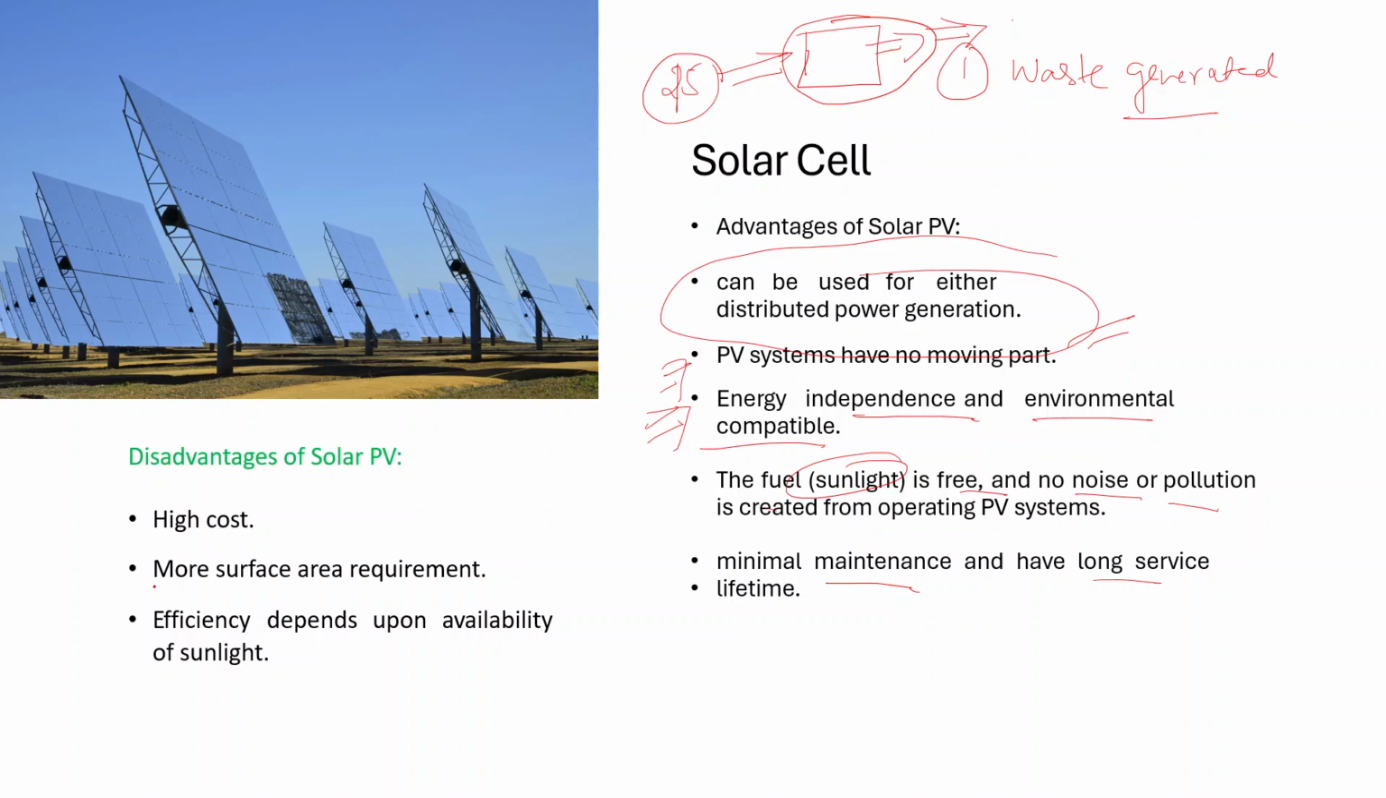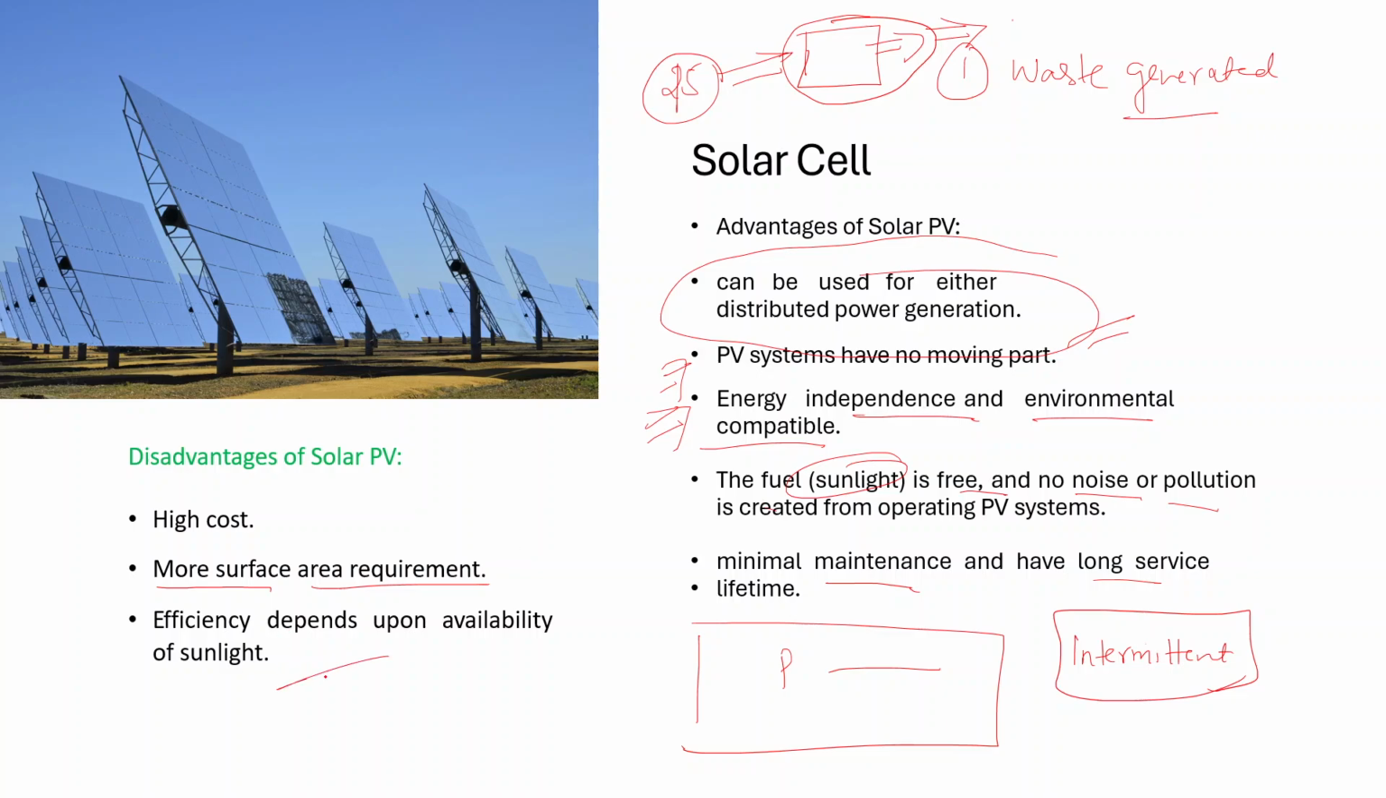Another thing is that to install solar PV, we need a large open area, so the surface area requirement is very high. Also, solar energy is very intermittent. Some days it may be available, some days it is not, so the power generated is very intermittent. It varies with the time of day and the season in which you are generating the energy, so it also depends upon the availability of sunlight.